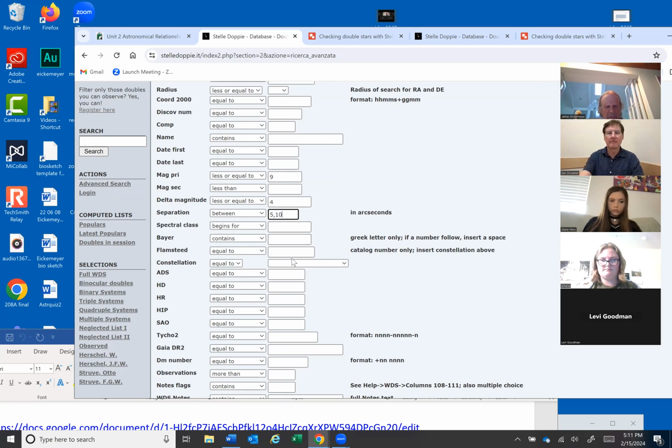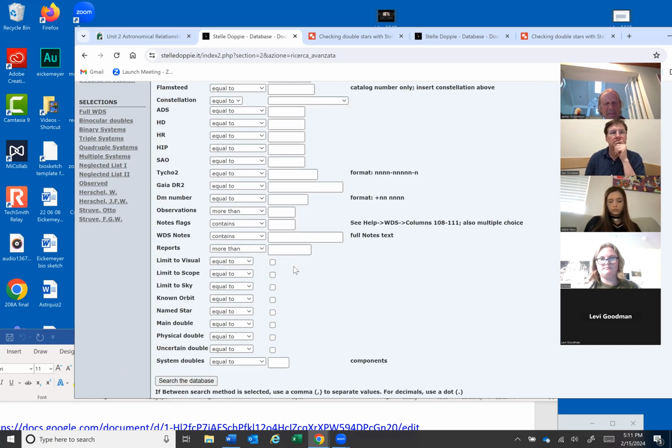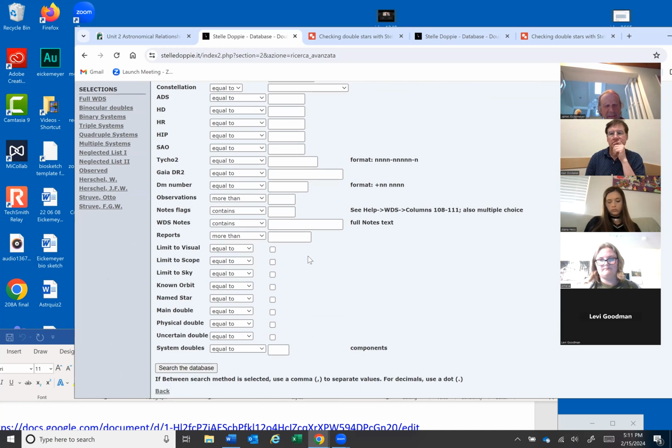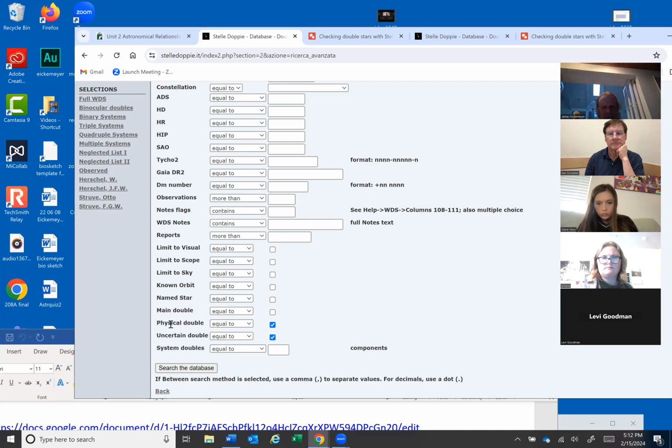We don't need to worry about spectral class, all of that. As long as we get something that has the right magnitude and the right difference in the magnitude, we should be fine. So we're not putting any more specifications on this. And then a couple other things. We don't want visual binaries, but we do want visual double and uncertain double, because it's either been proven to be a physical double, or we're not sure. And so that's uncertain double. And so either way, we want those, but we don't want to be looking for example, a physical double. And so we'll just click on those two.